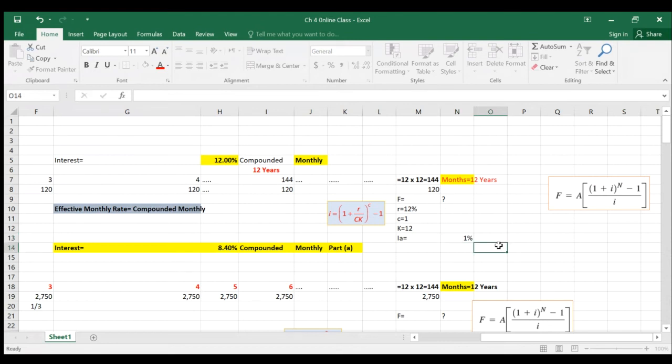Now, can we calculate a future worth? Can we calculate F of this amount? F equals, using this formula here, A is 120 times 1 plus I, where I is the effective rate, 1%, and what will be the power of N, minus 1 over I. Can you give me the answer? Use your calculator.